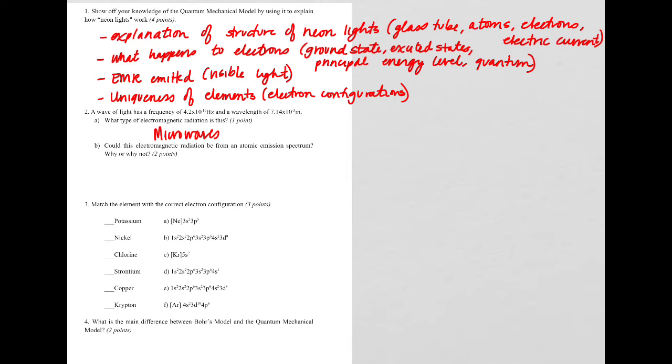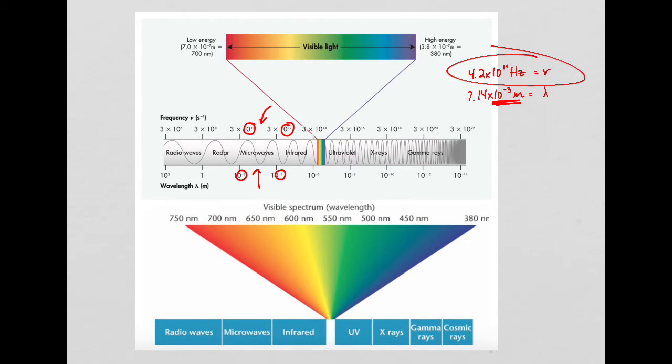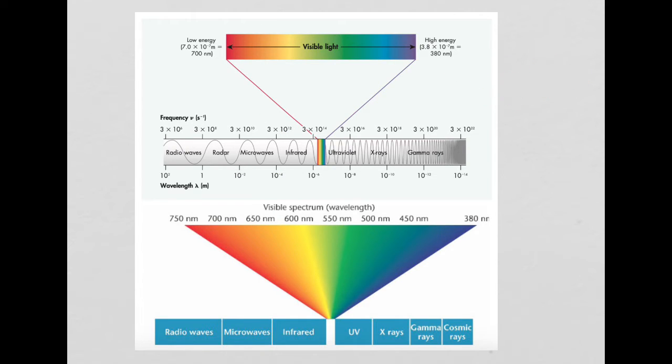All right, next part. Could this electromagnetic radiation be from an atomic emission spectrum? Why or why not? The answer would be no. It could not be from an atomic emission spectrum. The reason for that is because electrons only emit wavelengths and frequency of visible light.